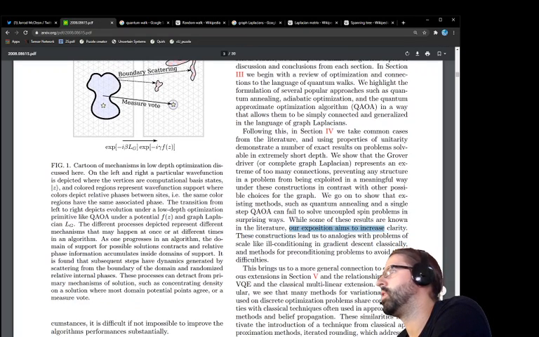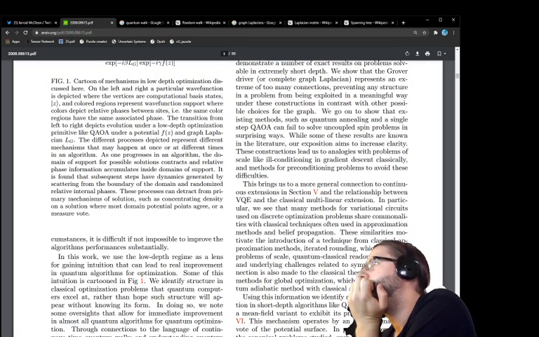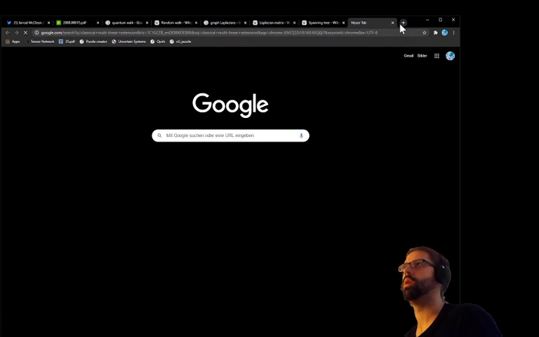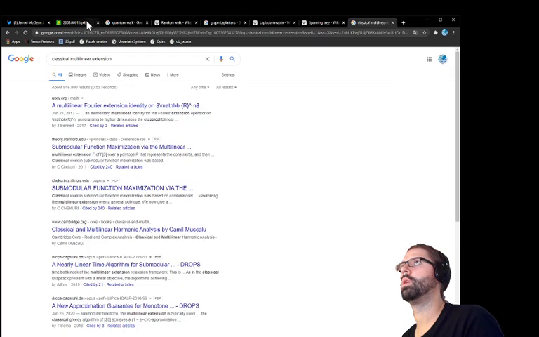I like that. These constructions lead us to analogies with problems of scale like ill conditioning and gradient descent classically, and methods for preconditioning problems to avoid these difficulties. That's also interesting. This brings us to a more general connection to continuous extensions in section 5 and the relation between VQE and the classical multilinear extension. Whatever that is.